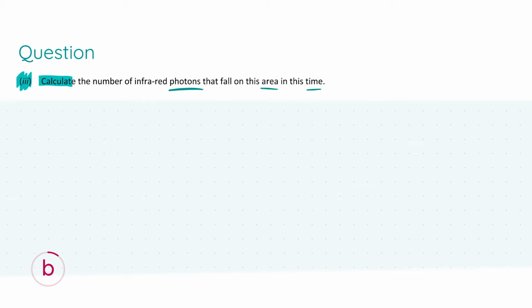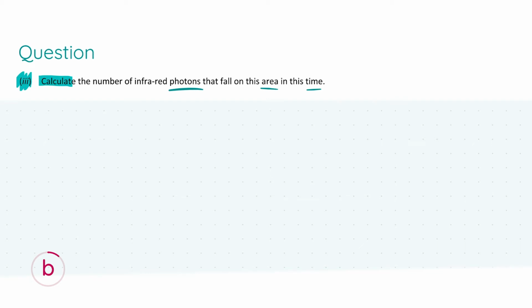Coming back to this question, we were asked to calculate the number of infrared photons. Photons here being the packets of energy that we find in this electromagnetic radiation, so in the infrared energy. We're going to be using a formula here to convert between energy and photons.